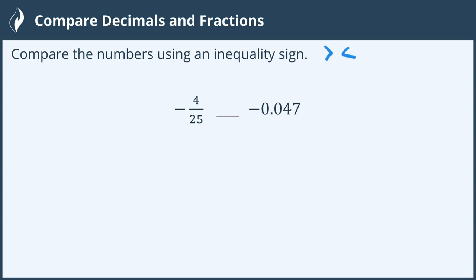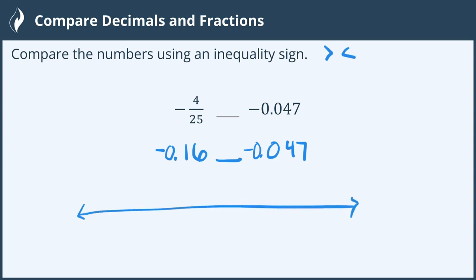To change the left side to a decimal, 4/25, we will divide 4 by 25, and in my calculator I get negative 0.16. Comparing that to negative 47 thousandths, I can see that one of these is larger than the other. However, they are negatives, and I think sometimes that might be a little tricky for some.